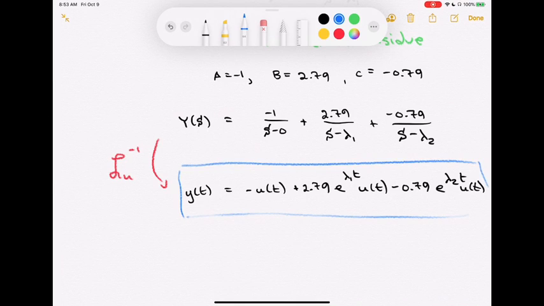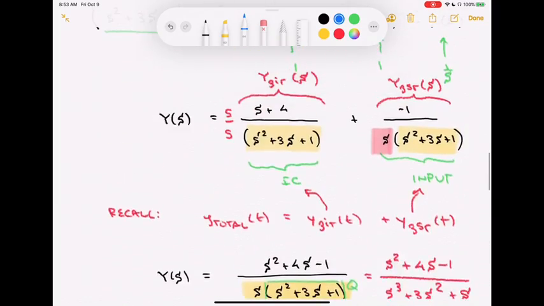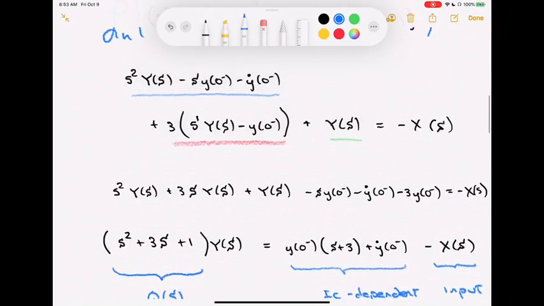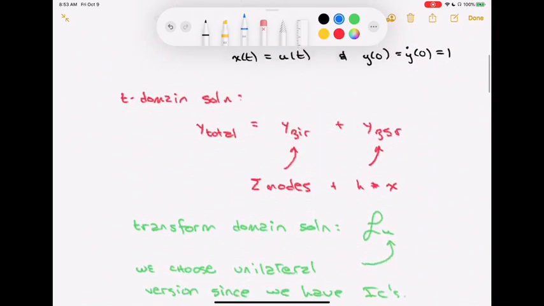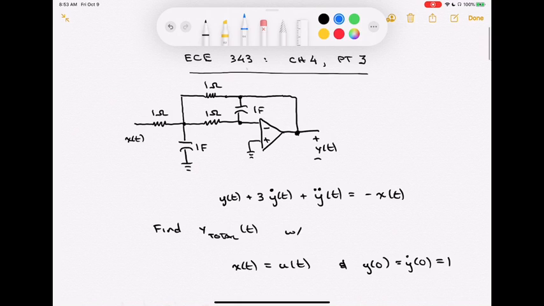So think about what we had to do process-wise to get this answer. Yeah, there was some math, right? But the math itself is probably a whole lot more simple than what we would have had to do for a time domain solution.